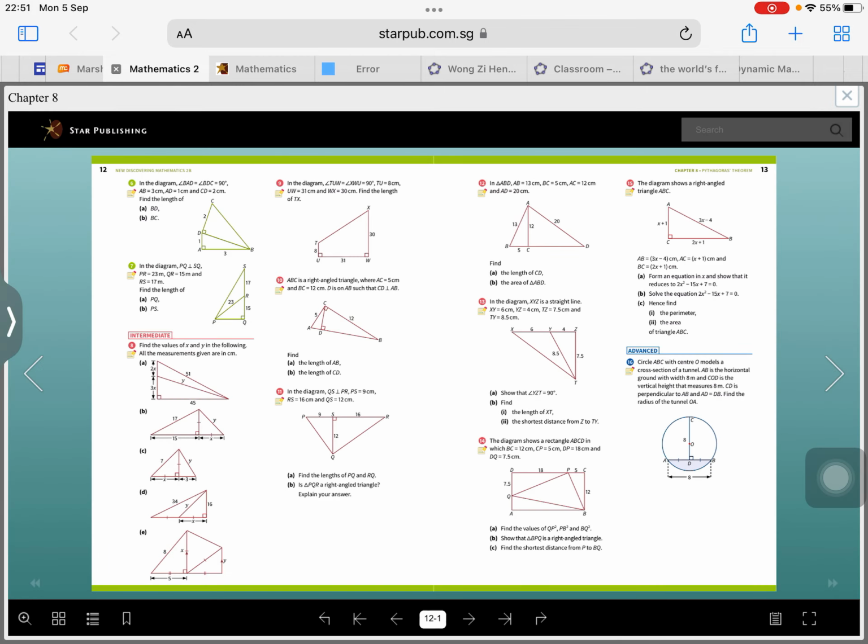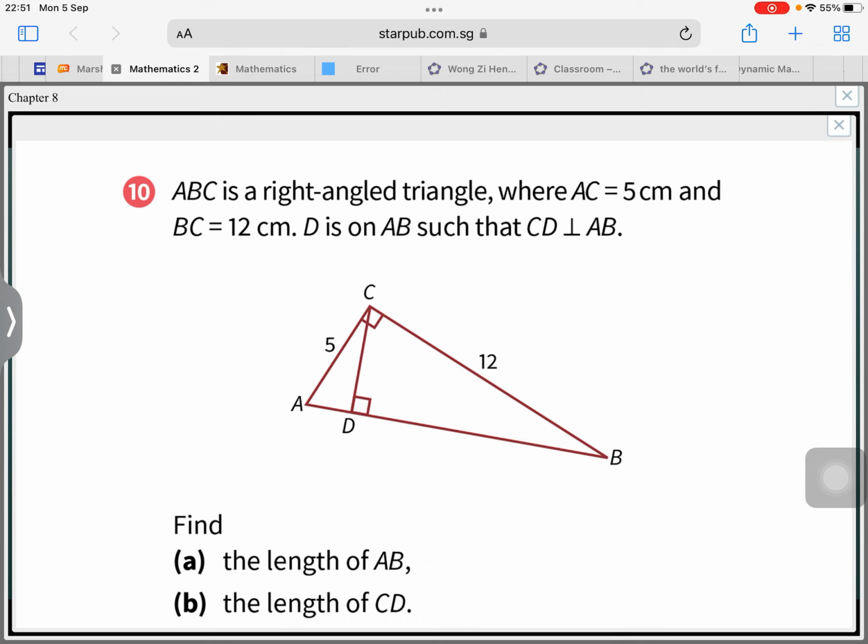Okay, we have done with question 6 and question 7. Next, we move on to question 10.